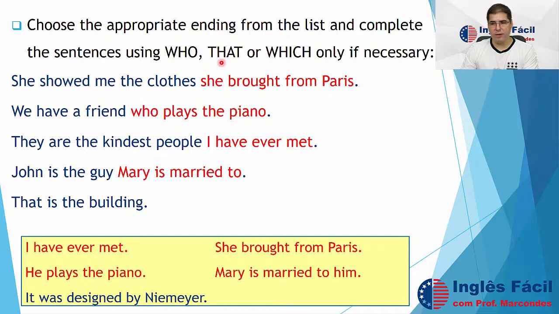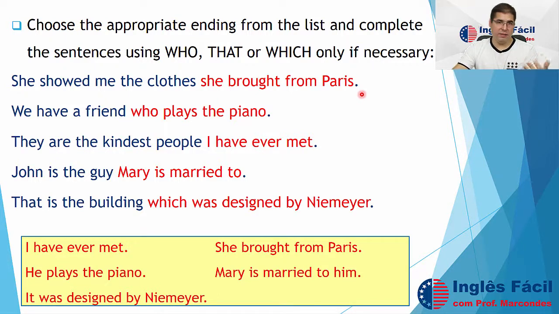Okay, and the last one, that is the building. That is the building, and the building was designed by Nehemiah. Now, what was designed by Nehemiah? The building. So the building here is the subject, okay? So it here is the subject of this sentence. So I have to use either that or which, okay? It is not possible to leave them out. So that is the building which was designed by Nehemiah. That is the building that was designed by Nehemiah.